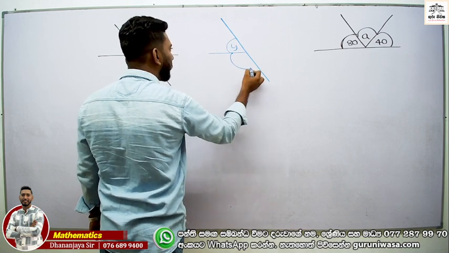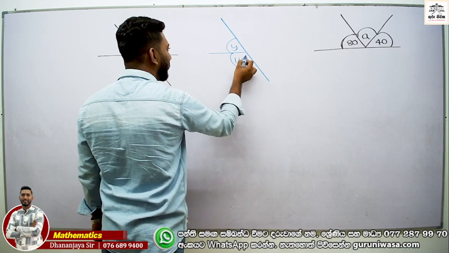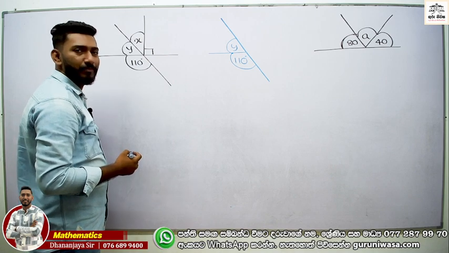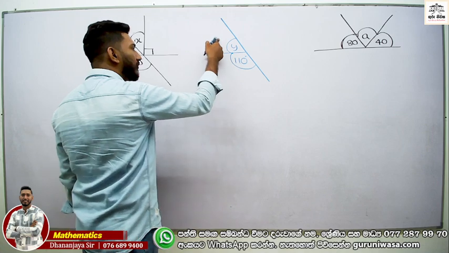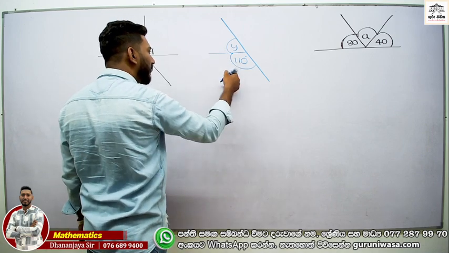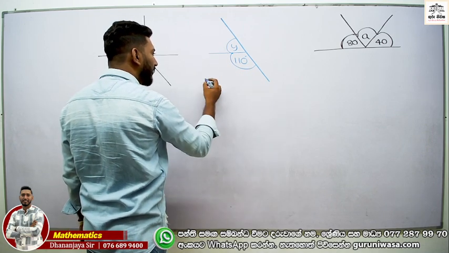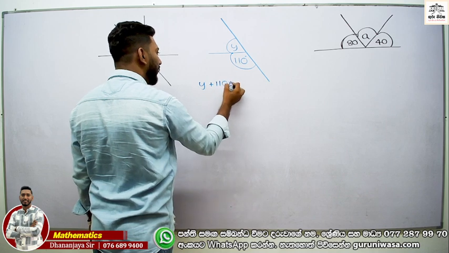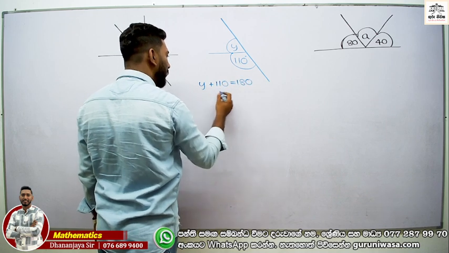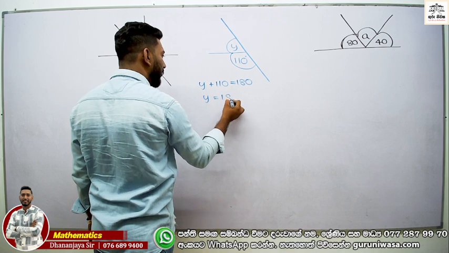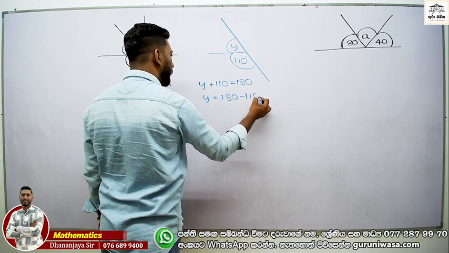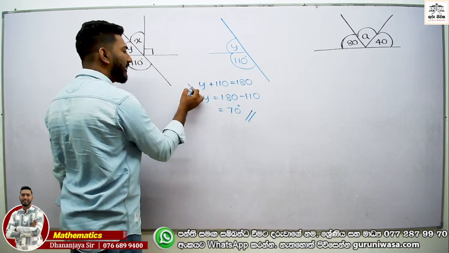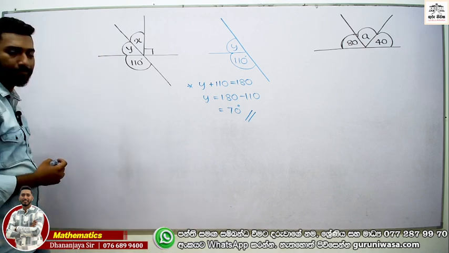Look at that. This is 110. Now tell me, you can find the answer for y also, because you know this one and this one, the sum of these two becomes 180. Now y plus 110 equals 180. Now y equals 180 minus 110, then the answer is 70 degrees. So y is 70 degrees, son.